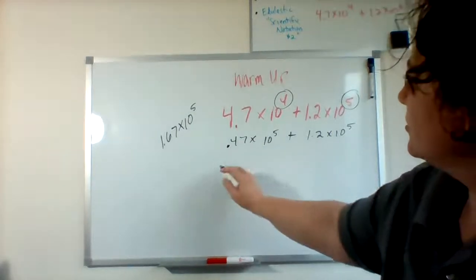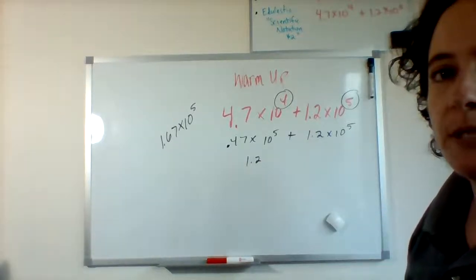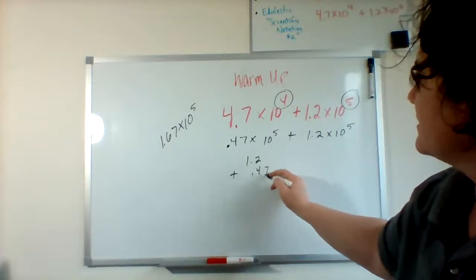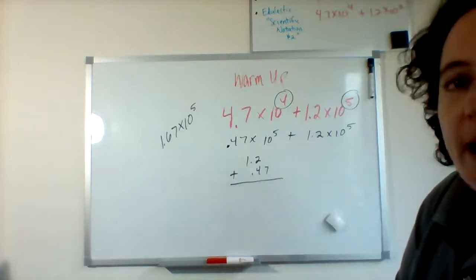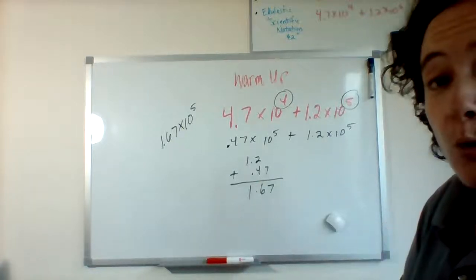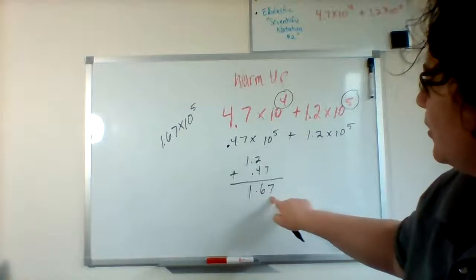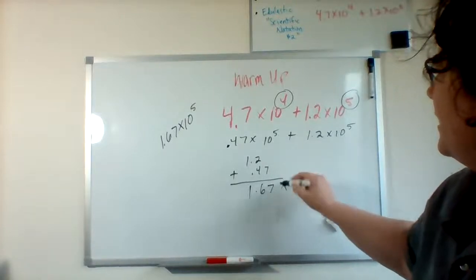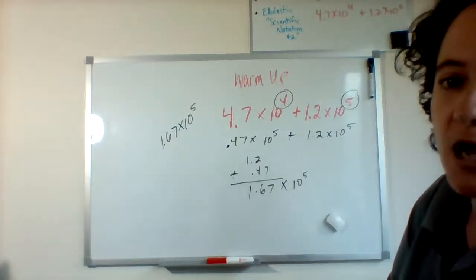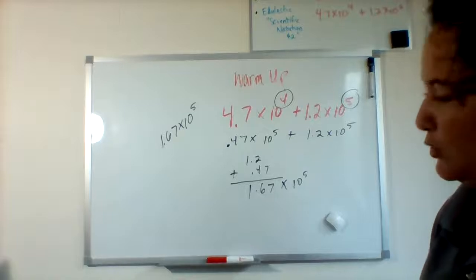What is 1.2? Meaning like $1.20, $1.20, and 47 cents. If we added those together. Oh, nice job, Ivan. So 1.67, and it's 10 to the fifth. Nice job. Nice job. Do you hear the applause?